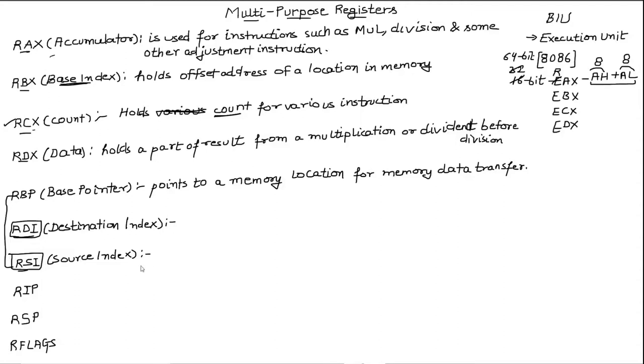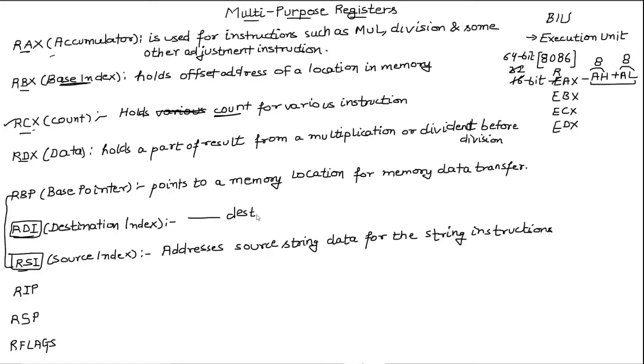So RSI, which is the source index, addresses the source string data. Source string data means that we are actually picking up a source string, and basically these are for the string instructions. So let me just quickly write it here. String instructions. All right, then comes the destination index, and it is also the same. It addresses the destination string data, and same as here, for the string instructions.